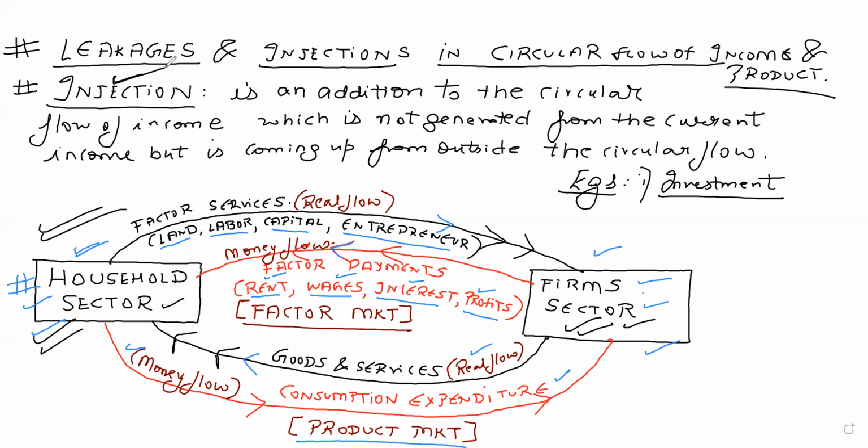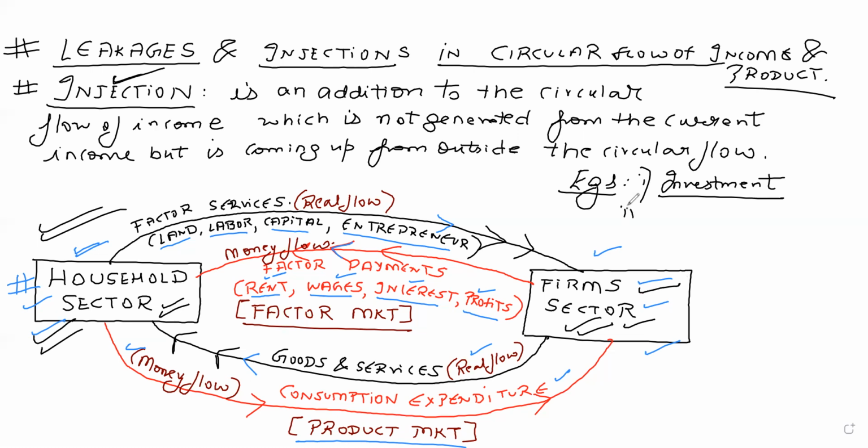And this income is coming from outside the circular flow. Because when I talk about circular flow, it is happening only between the households and the firms. But investment is made by the firms, which is adding income to the existing flow of income. Hence, it is an injection. Okay, I hope students are convinced.